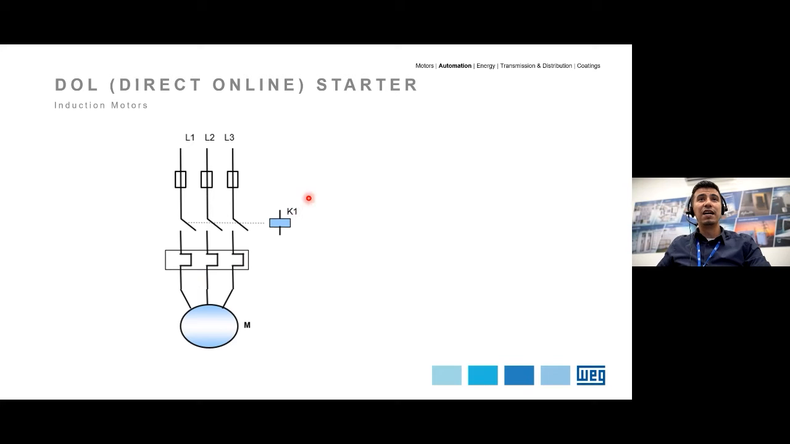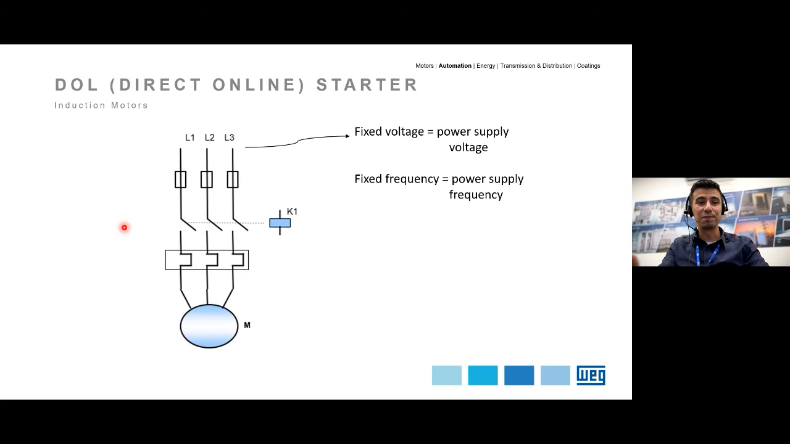Well, the DOL starter looks like this, right? It's a very lean and simple design. It's basically a switch, a contactor, right? And then you may have an overload or fuses or protection as well for this device, but it's very lean. To the power supply, we have L1, 2, and 3, which is the grid power line, right? So at that point, what you have is a fixed voltage and fixed frequency as well, right?